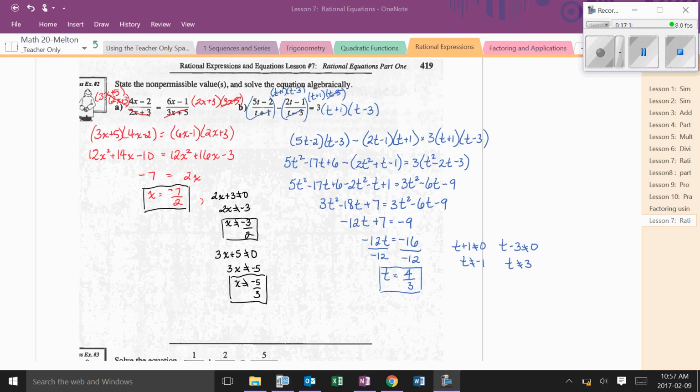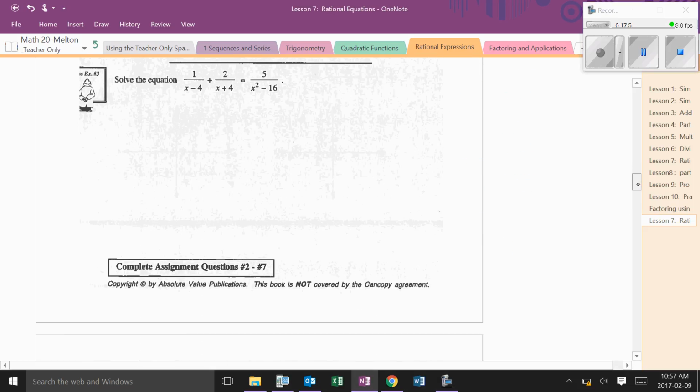So working through the solution, we should have found, again conveniently, that our t squared terms canceled each other out. So we're left with a nice simple linear equation that solves to t equals 4/3. Checking again with our non-permissible values, the denominators cannot equal 0, so t cannot equal -1 or +3. There's no conflict with the solution, so our solution stands as t equals 4/3. Excellent. Let's take a look at the next question.